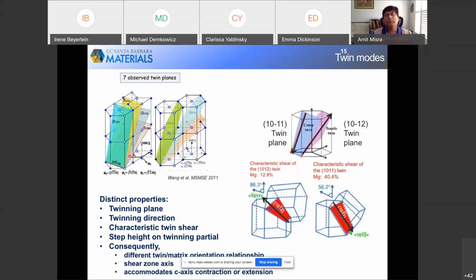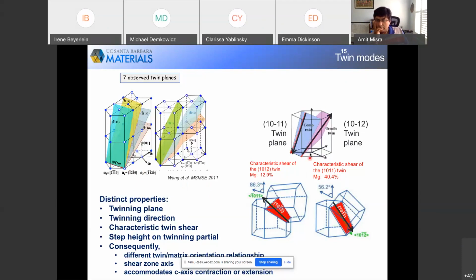So each one is distinct in its twin matrix orientation relationship. They also are classed by the shear zone which they have in common. And each one has a particular direction in which it accommodates. So some of these will accommodate a contraction of the C-axis, and some will accommodate an extension. But you won't find one that will do both. So again, they're a unidirectional type of deformation mechanism.